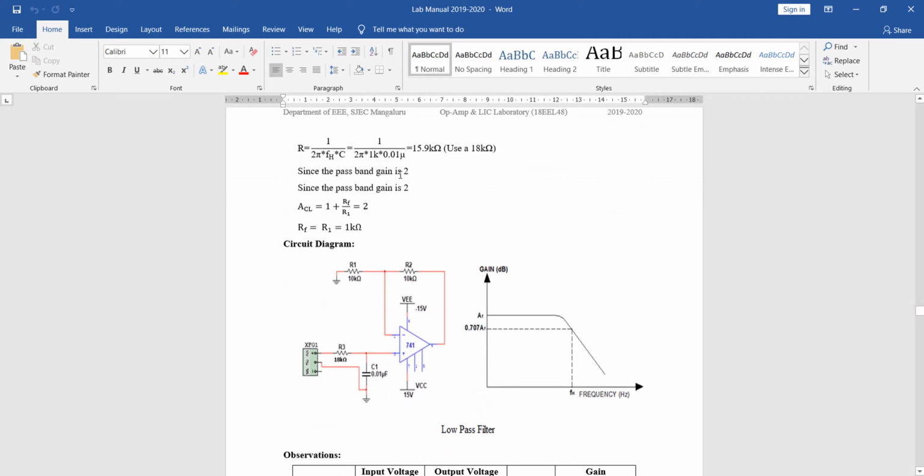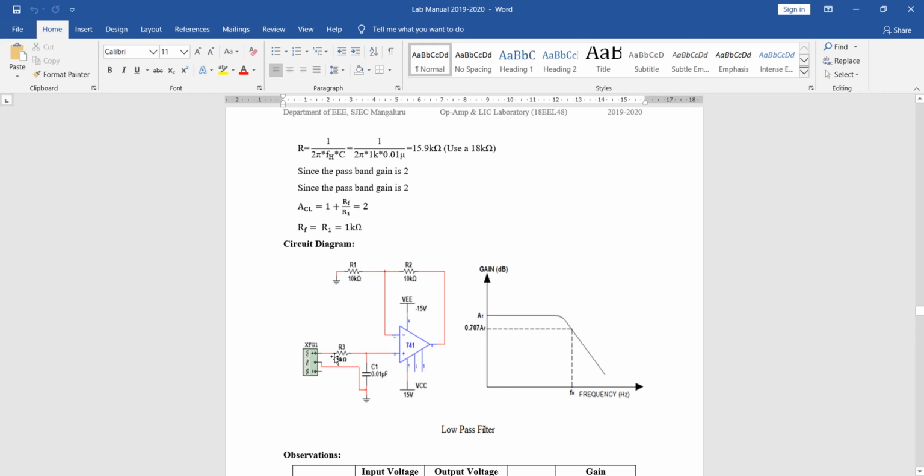Since the passband gain is 2 and it is a non-inverting configuration, ACL is equal to 1 plus RF divided by R1, which is equal to 2. Therefore RF is equal to R1, and we select it as 10 kilo ohms.